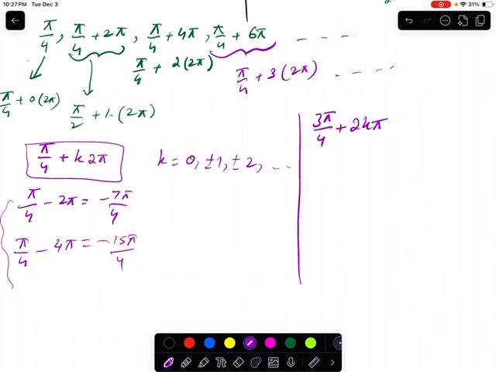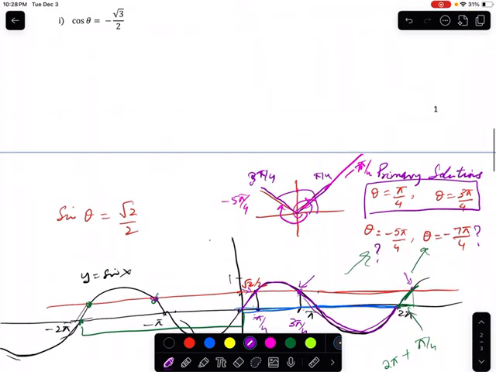Often the question will ask you to give, like, 4 solutions, 4 general solutions or something. So you can then evaluate the solution and find out whatever is required. Anyhow, this is how we look at the general solutions.